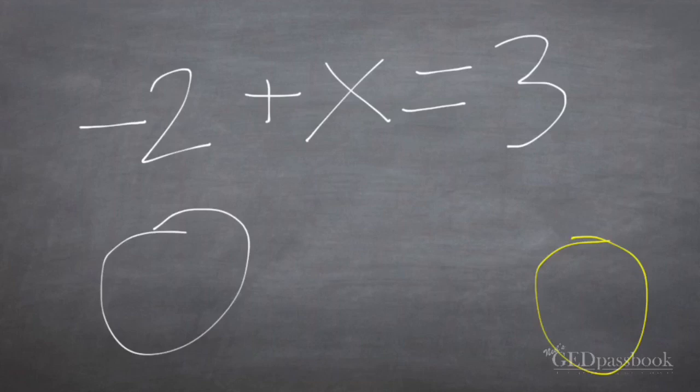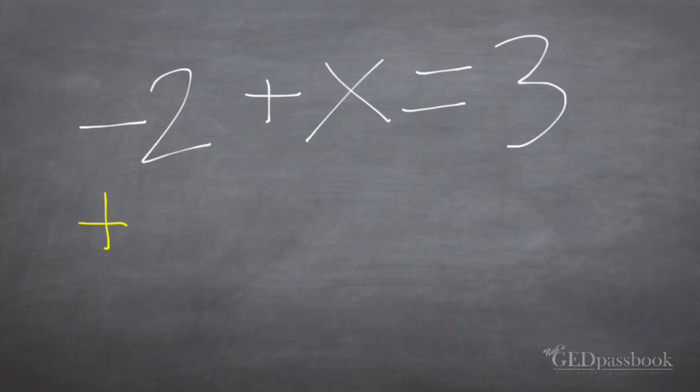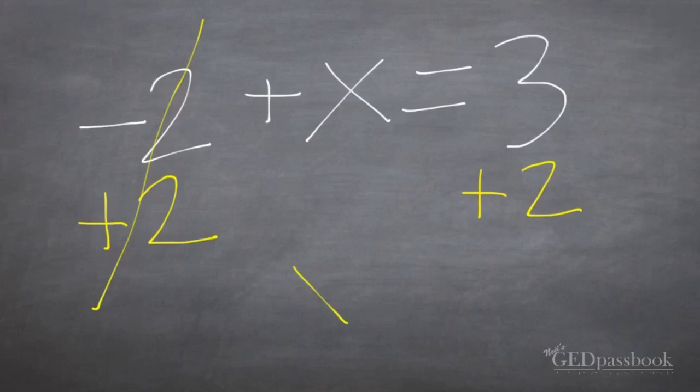It makes sense to move this 2 by doing its opposite, remember? Plus 2. So it cancels out and gets thrown over here. Now you have x equals 5. That is how you solve equations. I guess the hardest part is realizing what needs to be moved where, and then making a decision on how you're gonna move it to the opposite side.